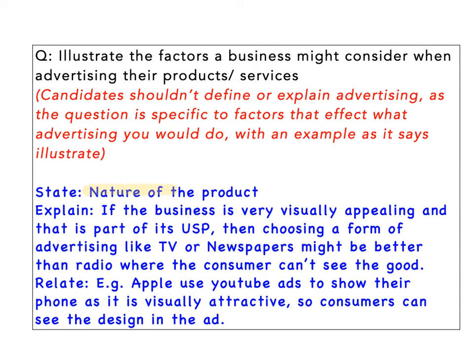The nature of the product is what I've picked here. So why is this a factor? If it's very visually appealing, then you might want to use a TV or newspaper so it can be seen. So something like that, nice keyword there, talking about part of its USP. And then illustrates, give an example, so Apple using YouTube to show their phone off.